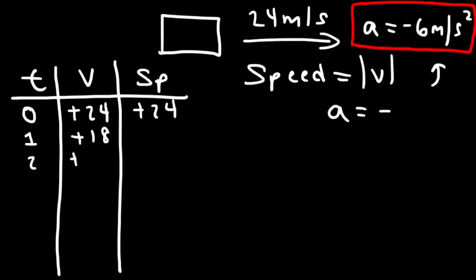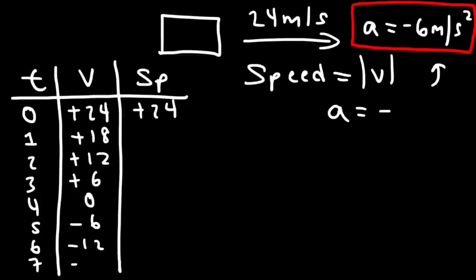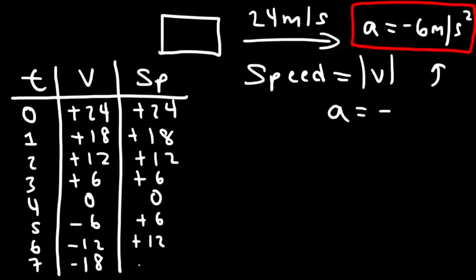2 seconds later, it will be 12. 3 seconds later, it's going to be 6. 4 seconds later, it's 0. 5 seconds later, it's negative 6. And so forth. Now, speed is always positive. It's the absolute value of velocity. So here the speed is positive 18, positive 12, positive 6, 0, positive 6, positive 12, and so forth. Now, let's focus on the first half. In the first 4 seconds, the object is slowing down.